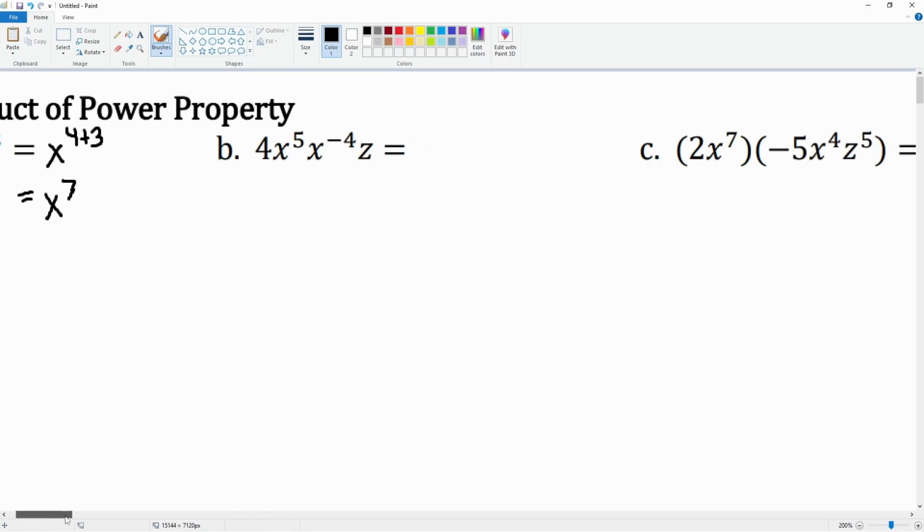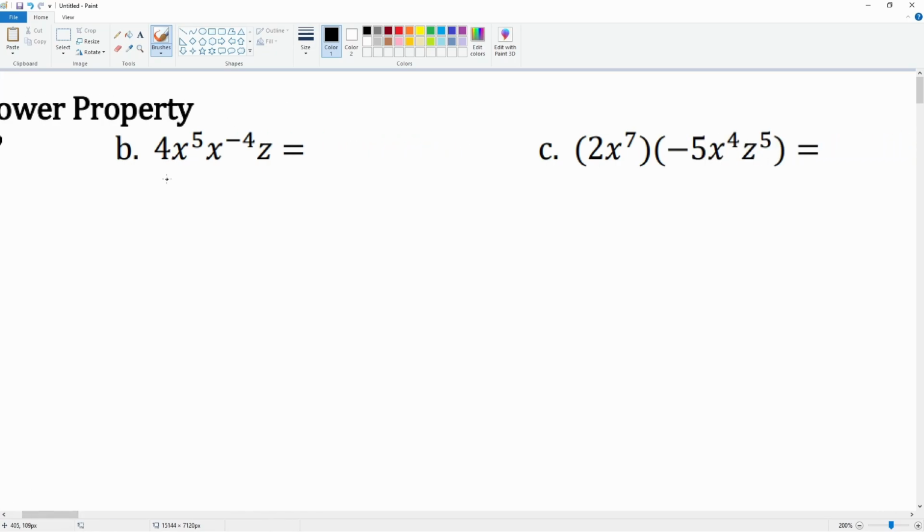Next, for this one, we do the same process. So we have the number 4 times the x, and we add the exponents of x. So we have 5, add the negative 4, then we have the z. Okay. This becomes 4x to the 1 times z. No one really writes the 1 exponent, so we can just leave it as 4xz.